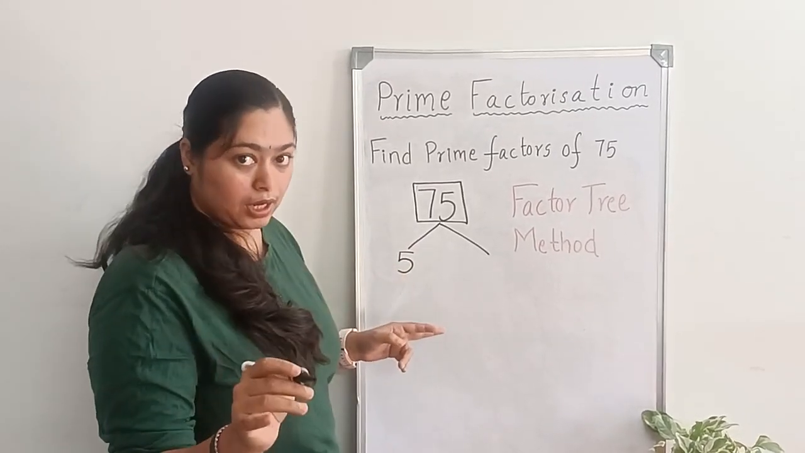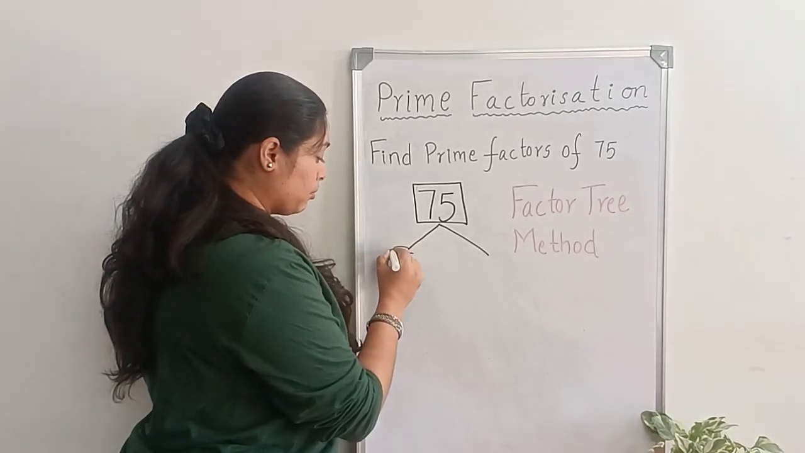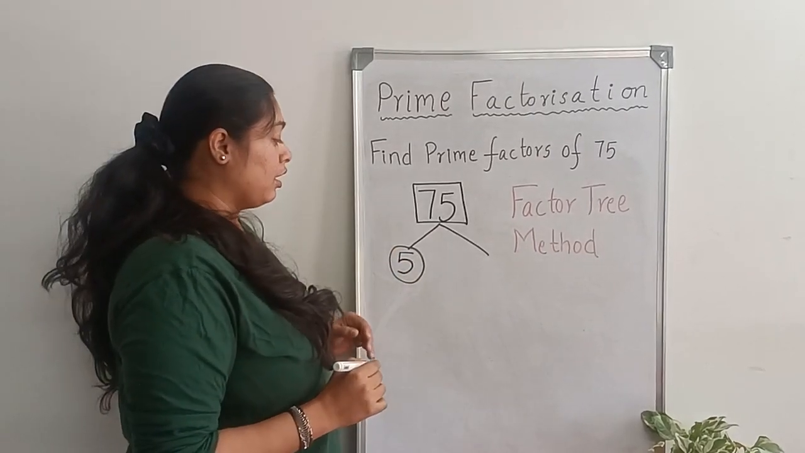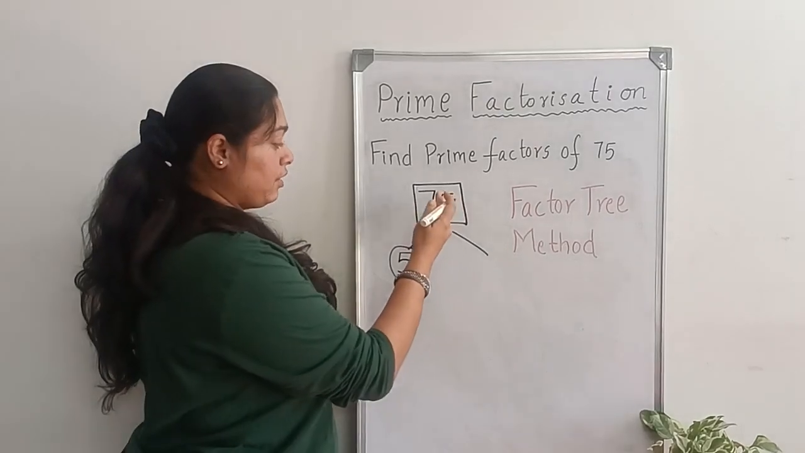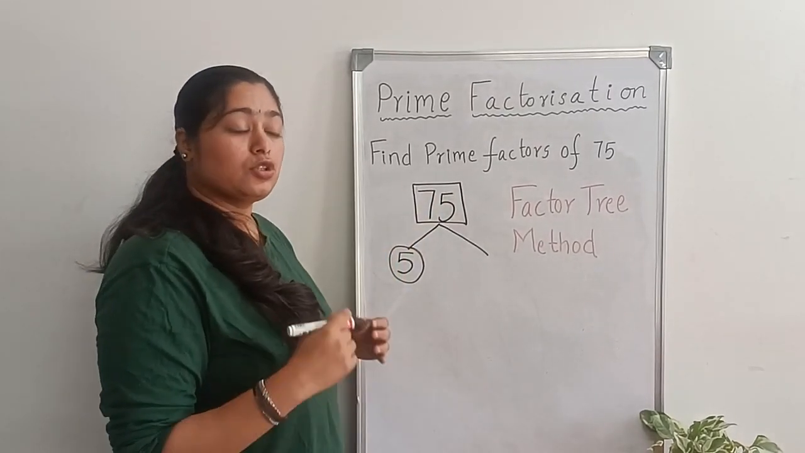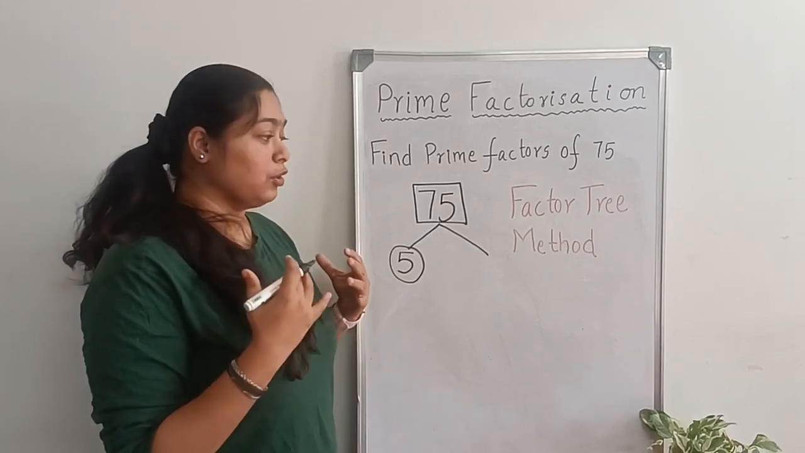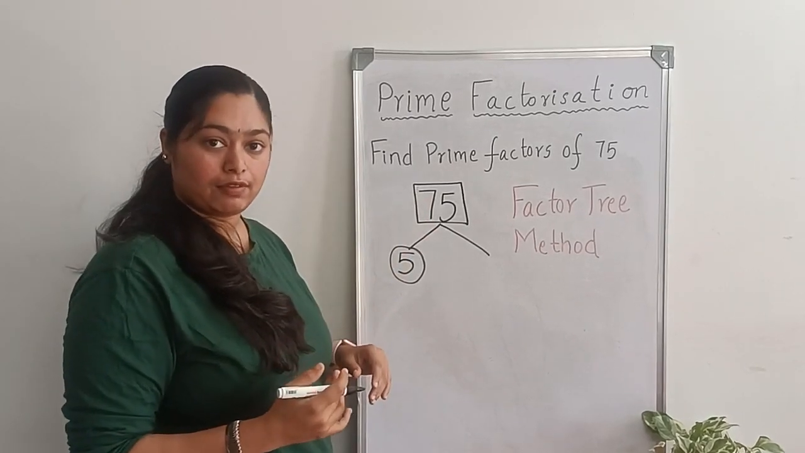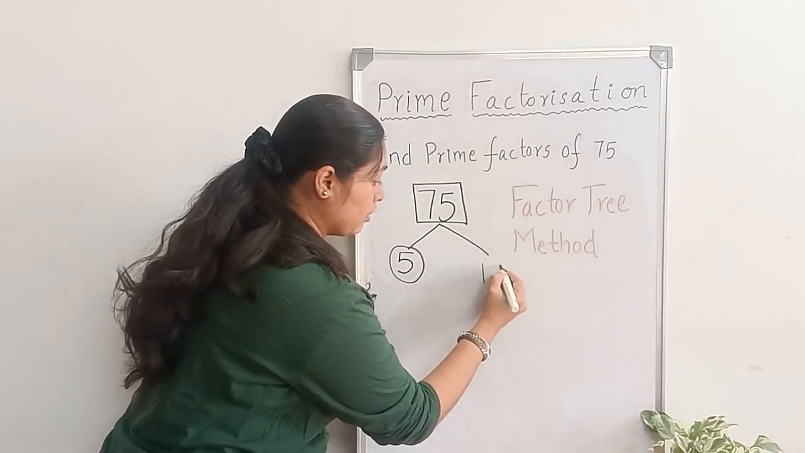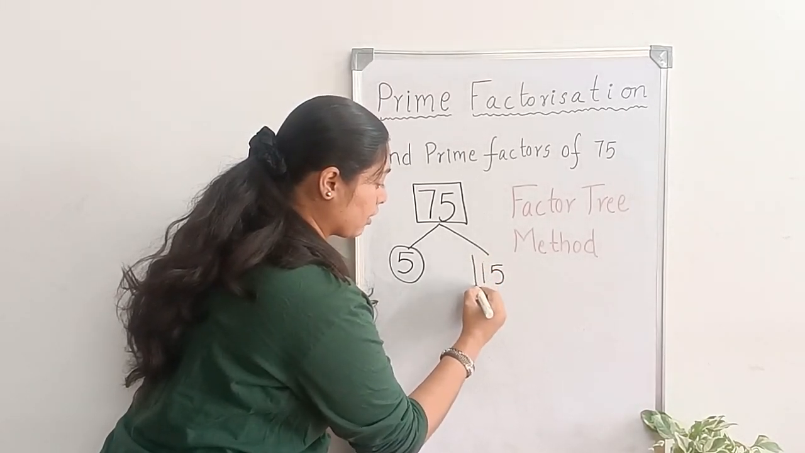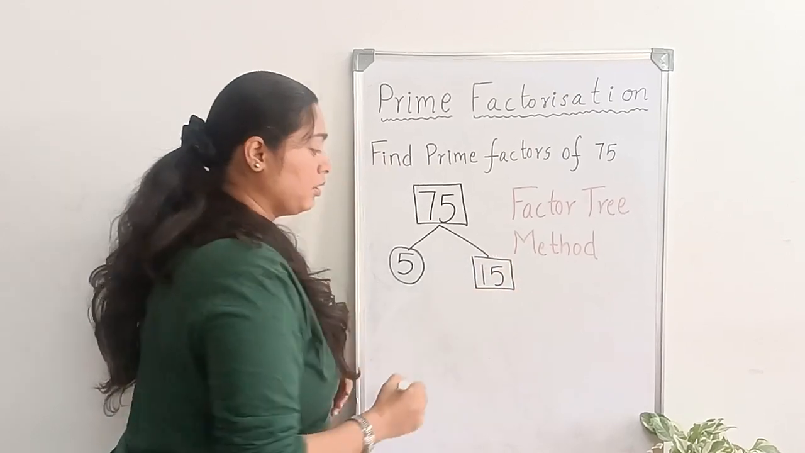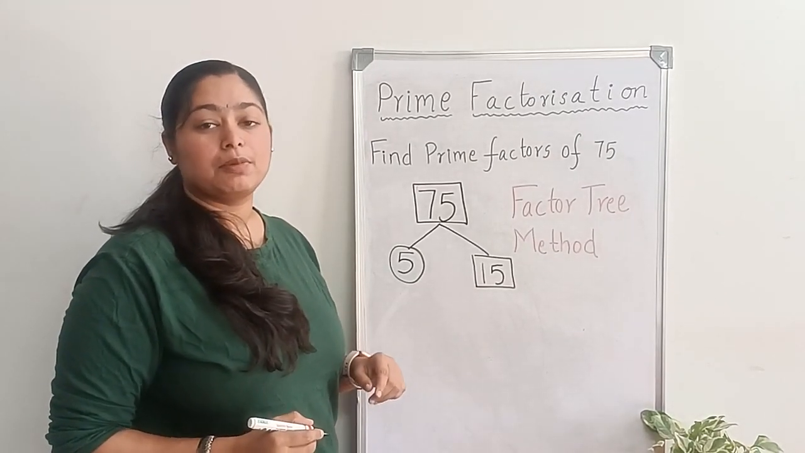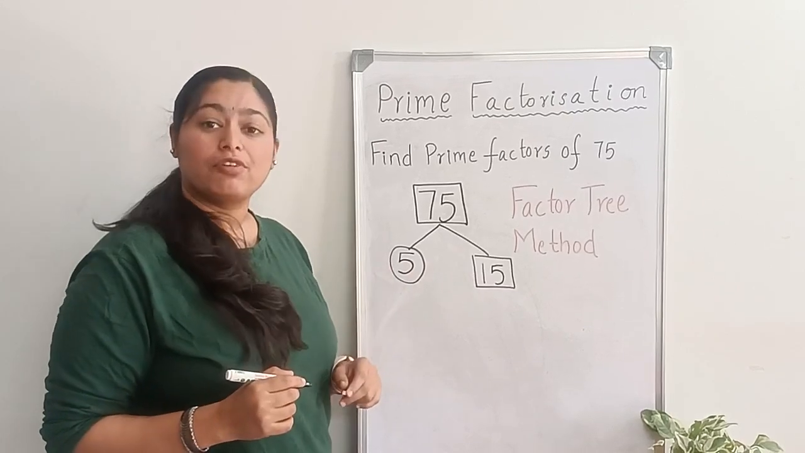Now since 5 is a prime number, instead of a square, I am going to put a circle around it, just to make it clear that it's a prime number. Now let's divide 75 by 5. If you check the multiplication table of 5, you'll see that 5 multiplied by 15 is equal to 75. So 15 is the second factor. But did you notice that I put a square around 15? Because 15 is not a prime number. It can be split again into further prime numbers.